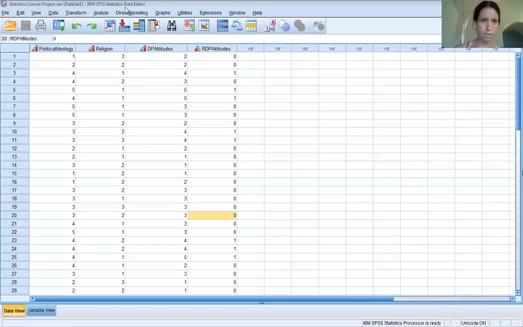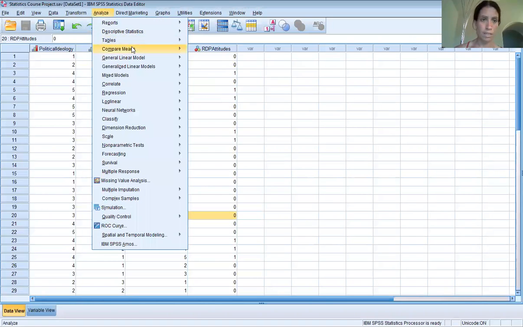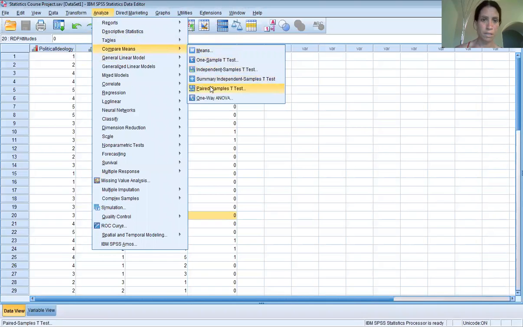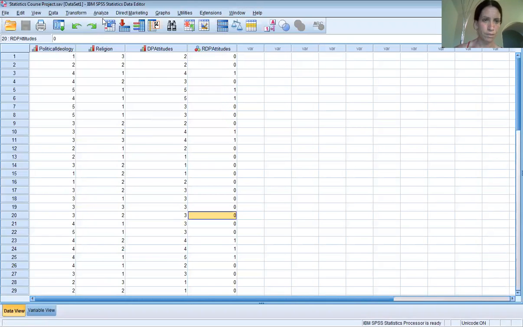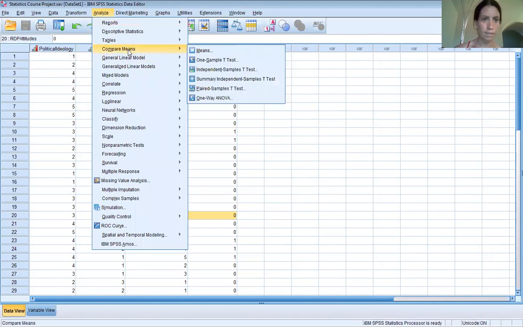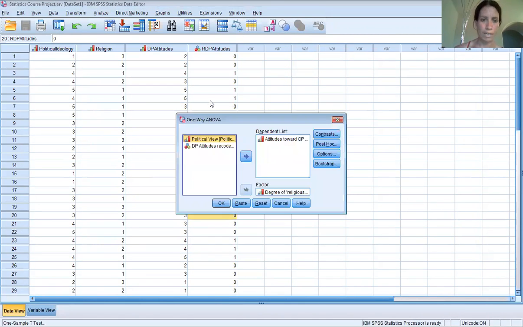Okay, so let's try this again. Analyze, compare means, one-way analysis of variance. This should all be set. I'm just going to hit OK. There we go.